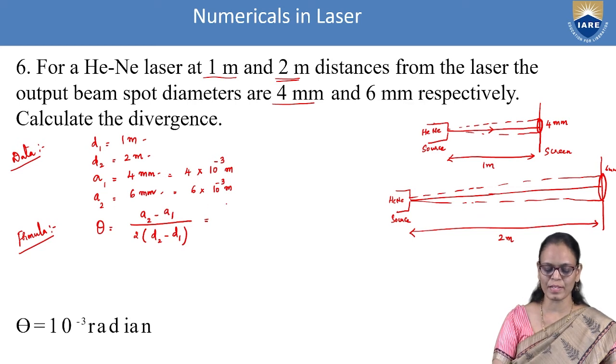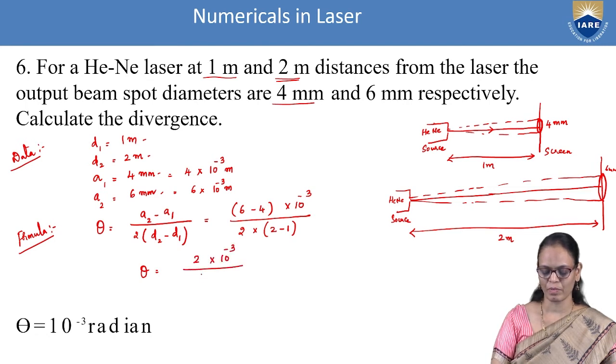Now substitute. A2 minus A1 will be 6 minus 4 into 10 power minus 3, divided by 2 into D2 minus D1, 2 minus 1. So theta is equal to 6 minus 4 is 2 into 10 power minus 3 divided by 2 into 2 minus 1 is 1. 2 and 2 will get cancelled. We are left only with 10 power minus 3. So theta is equal to 10 power minus 3 radian, or we can also write it as 1 milliradian.